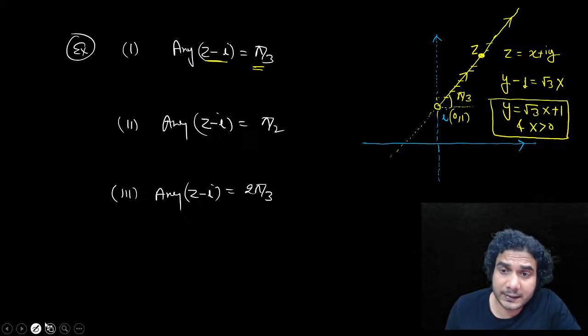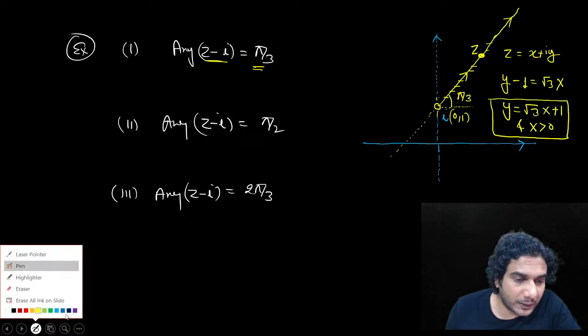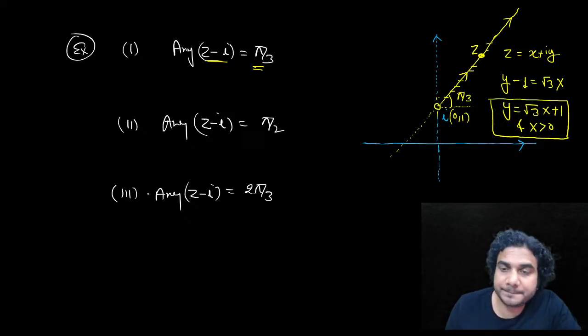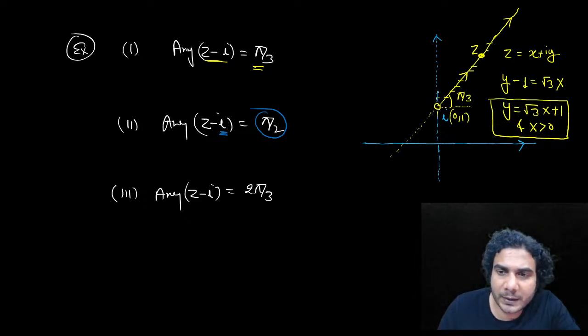Now let's discuss the second one. I'll use some other color. Now this point is the same, the point from where this ray is going to emerge, but this will be at an angle of pi by 2 with the horizontal. So I have kept this point the same. The angle is pi by 2. That means this line is going to be vertical, right?